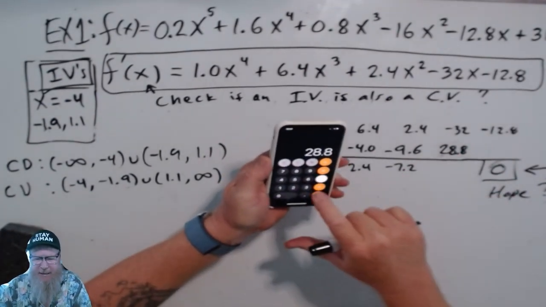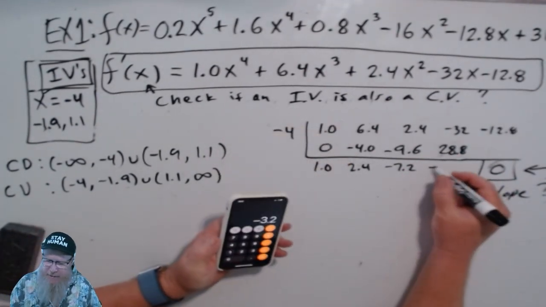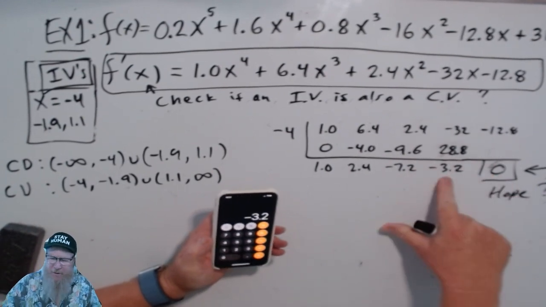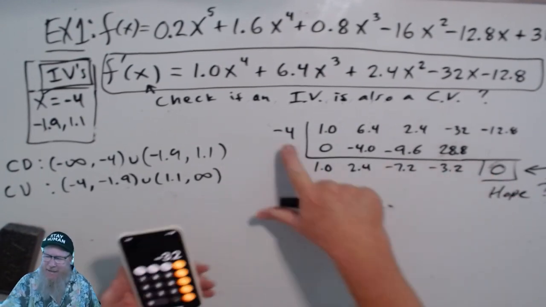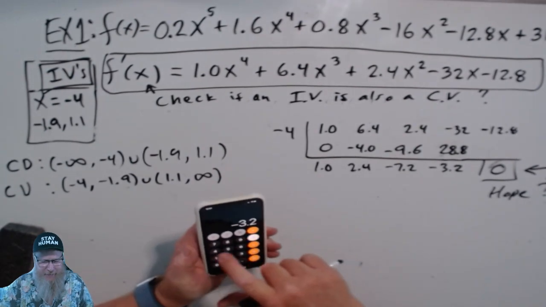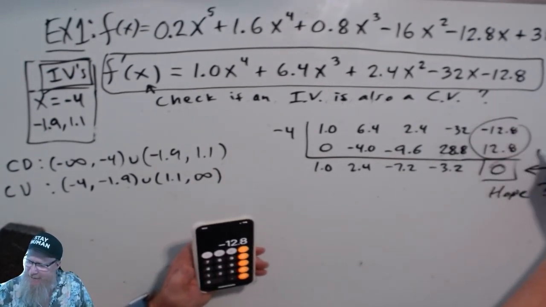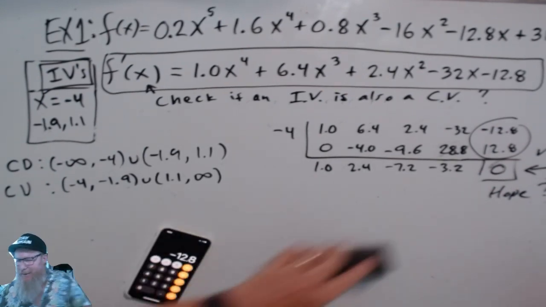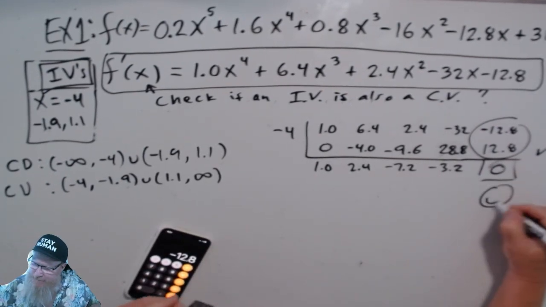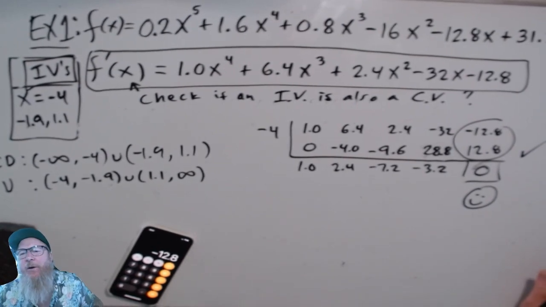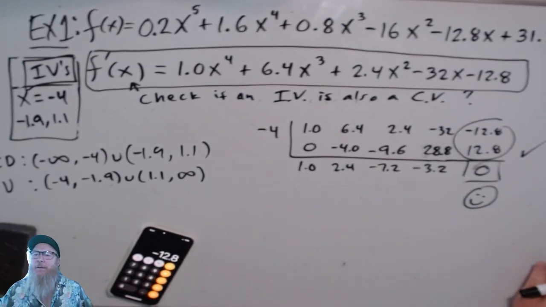And then plus -32. It's -3.2. It's looking pretty good. Negative times a negative, positive 12.8. And winner, winner, chicken dinner. Yeah, we got it. And you will get it too. I'll give you one.